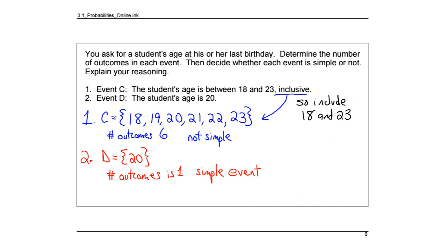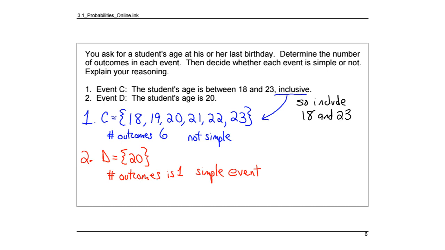Okay, let's keep looking at sample spaces here. So we ask for a student's age at his or her last birthday. Determine the number of outcomes in each event, and then decide whether each event is simple or not. So we don't want to hear 20 and a half or 18 and 3/4. We want their age at their last birthday.